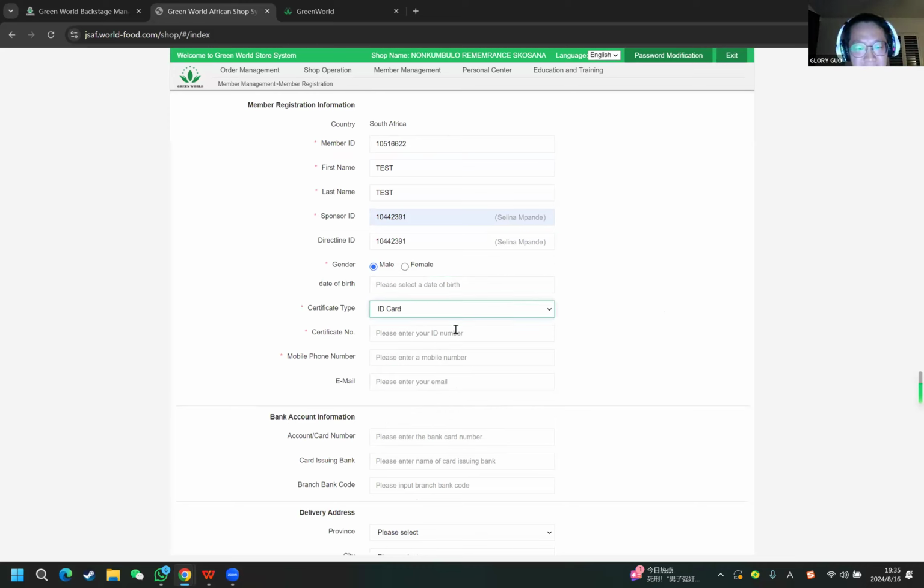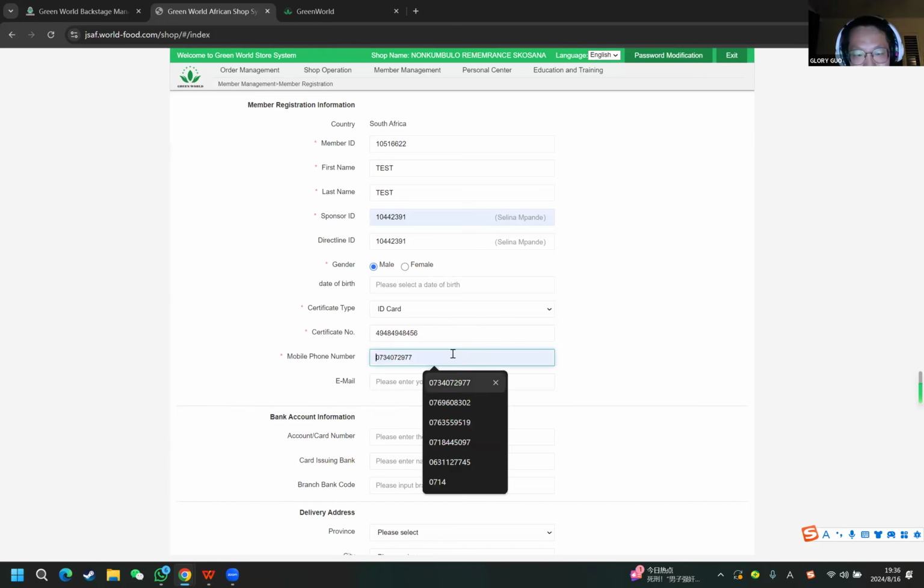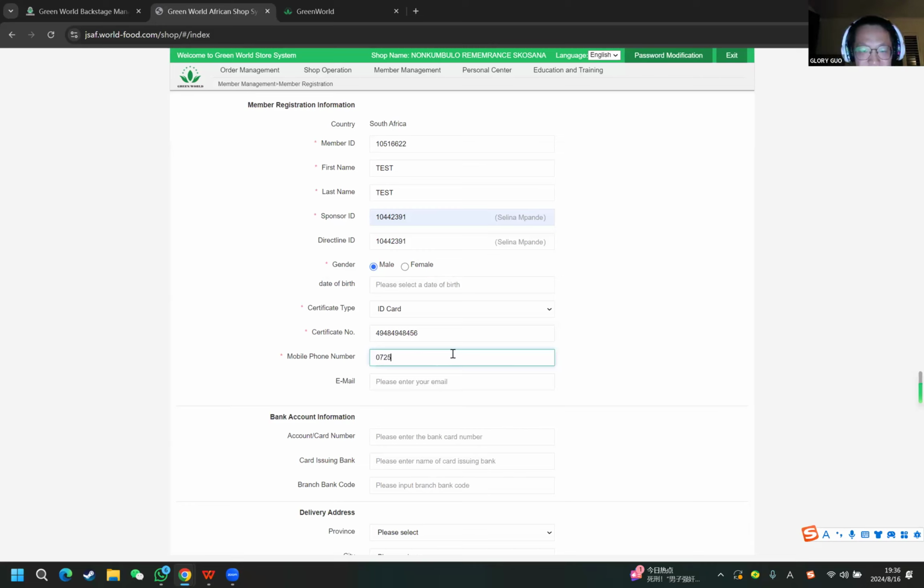Let's put the ID. For example, I just put any ID here. And the cell phone number, this is a must. You need to put one of the real cell phone numbers of the person who has joined from your shop. And then email is optional.